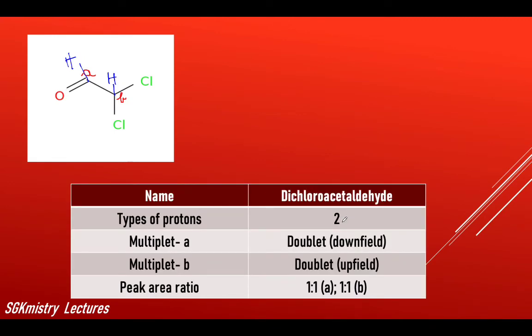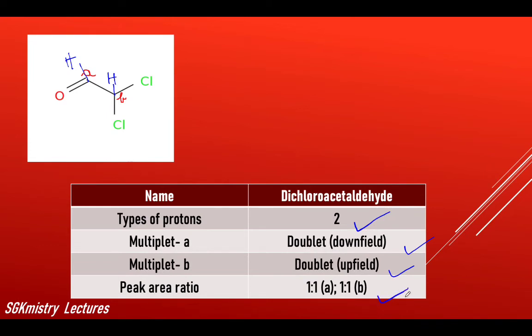So here we can see the types of protons are 2. A will give a doublet and B also will give a doublet, and the peak area ratio, since both are doublets, is 1:1 and 1:1.